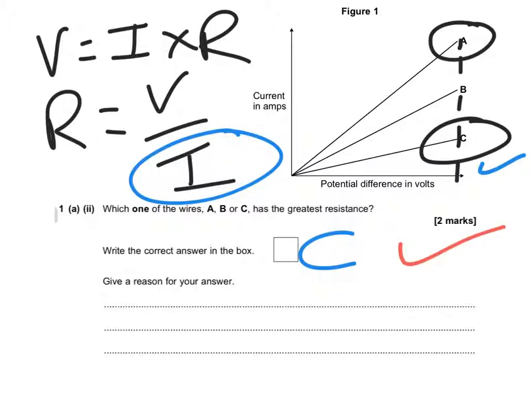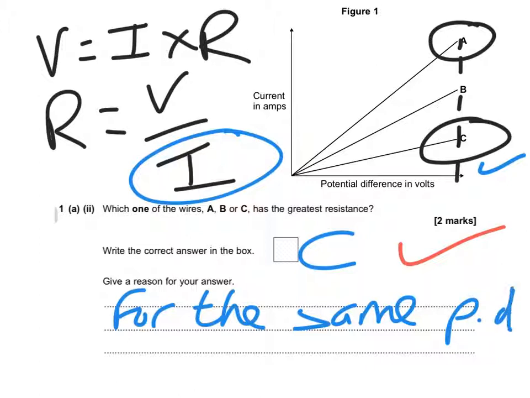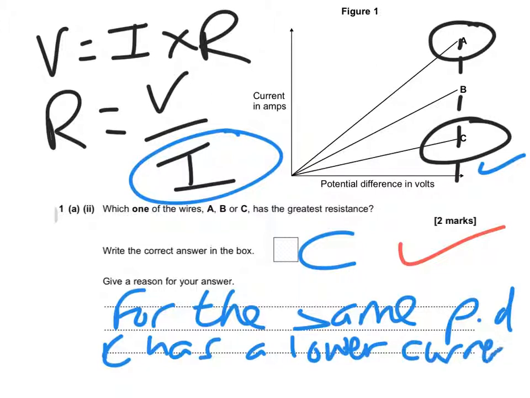And then to explain why, the idea there is for the same PD, or voltage if you want to write down V, that's potential difference. For the same potential difference, C has a lower current, and that will get you the 2nd mark. That brings us to the end of that 2-mark question.